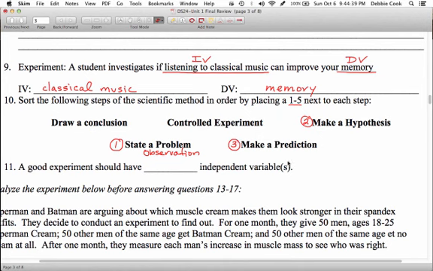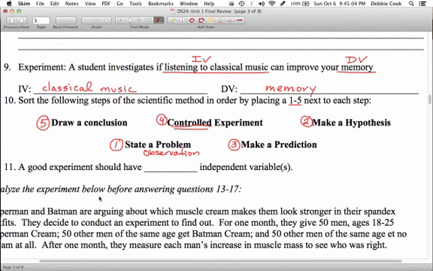After I make my prediction, I'm ready to go ahead and start my experiment. So my controlled experiment is number 4. And notice that it says controlled experiment. That means that we have a control group, an experimental group, an IV, and a DV. All the components of a valid experiment. And then once I do my controlled experiment, I'll have data, and then I can sort through that data to determine what my actual conclusion is, which would be step 5, drawing a conclusion.